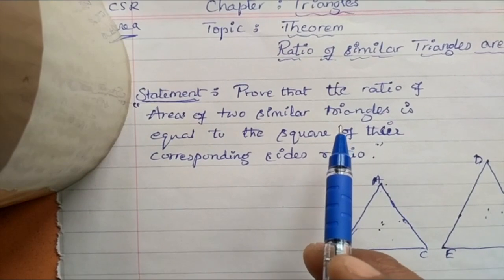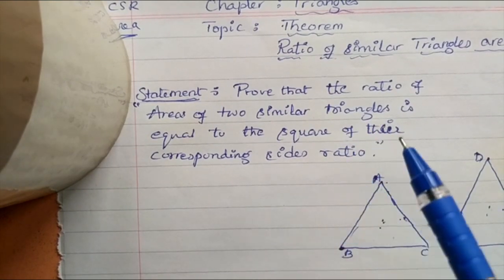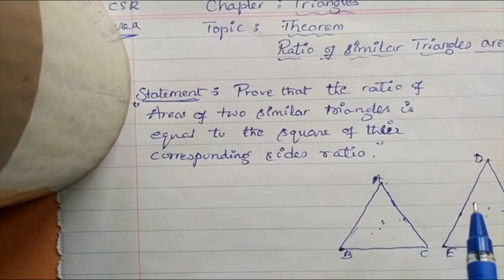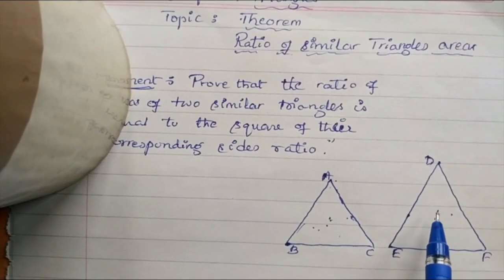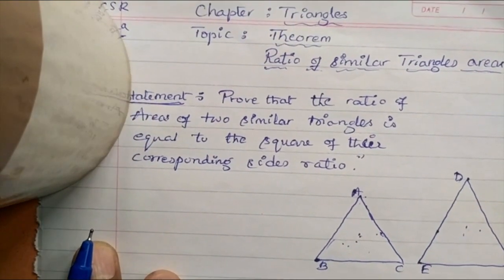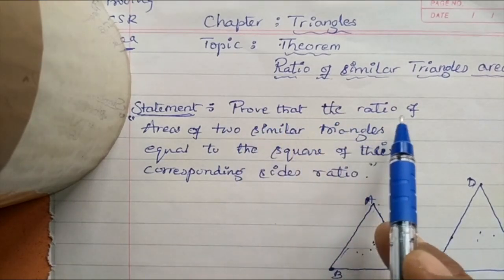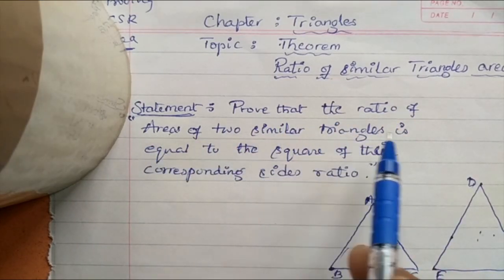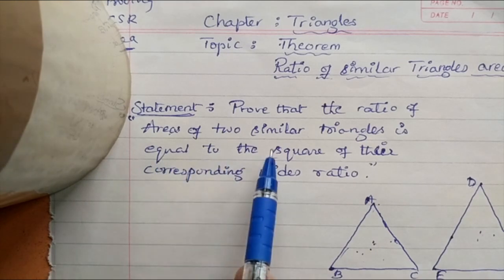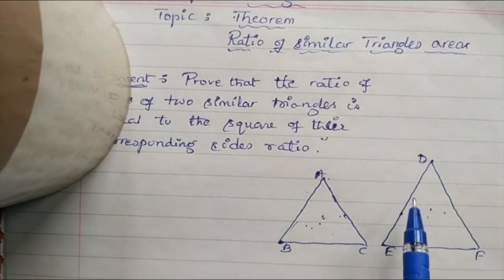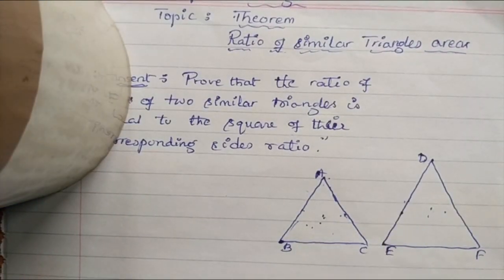While solving some problems we were directly using area of ABC divided by area of DEF. Area of ABC divided by area of DEF, we were writing as the square of any one corresponding sides ratio. Today that only we are proving. Prove that the ratio of areas of two similar triangles is always equal to the square of their corresponding sides ratio. I mean any one ratio, either AB and DE you take, AB by DE whole square.